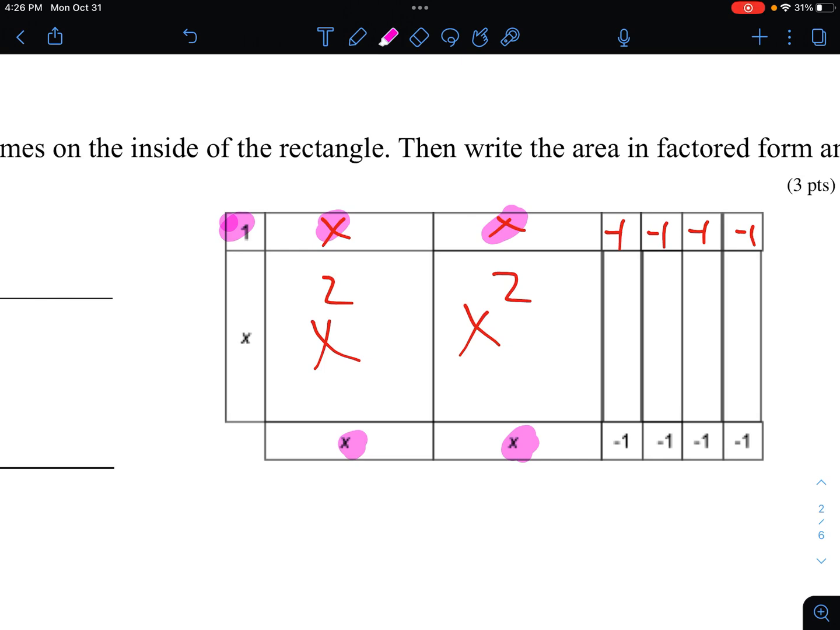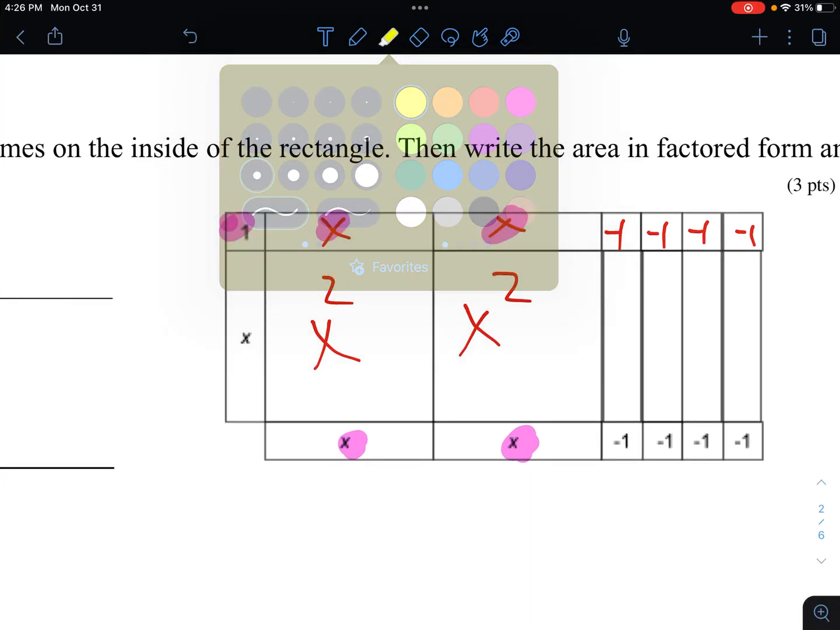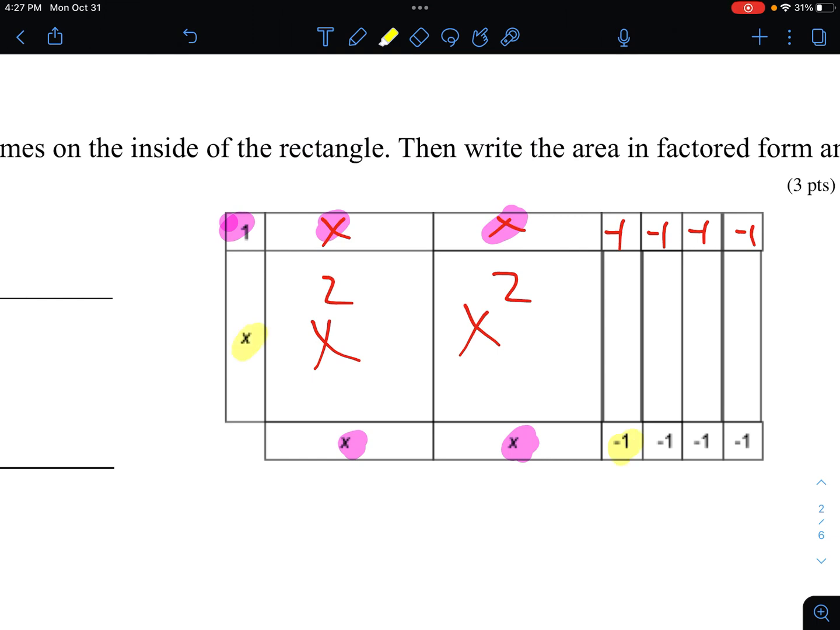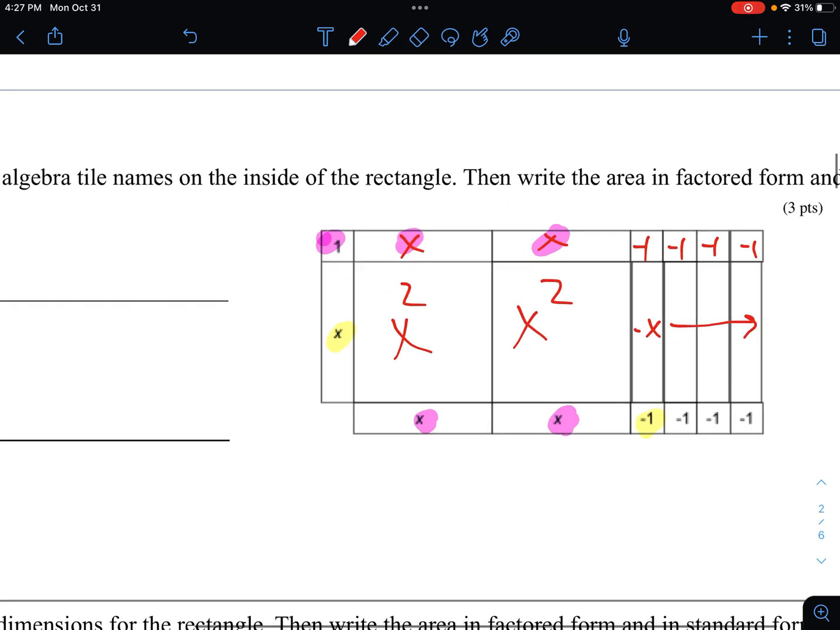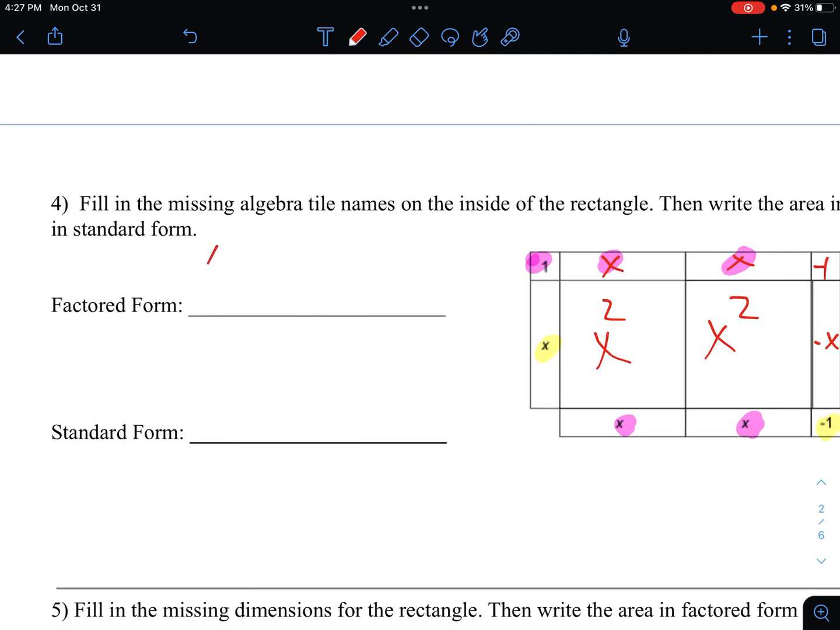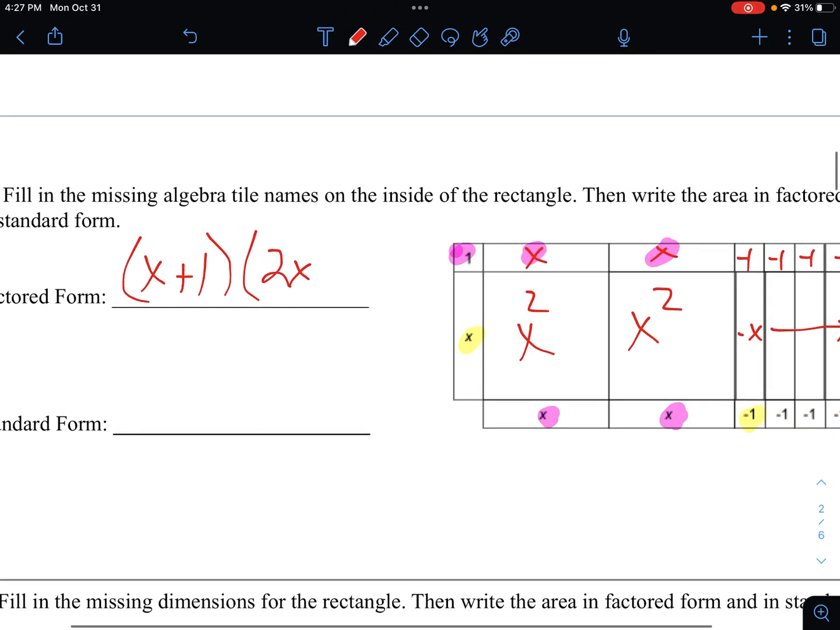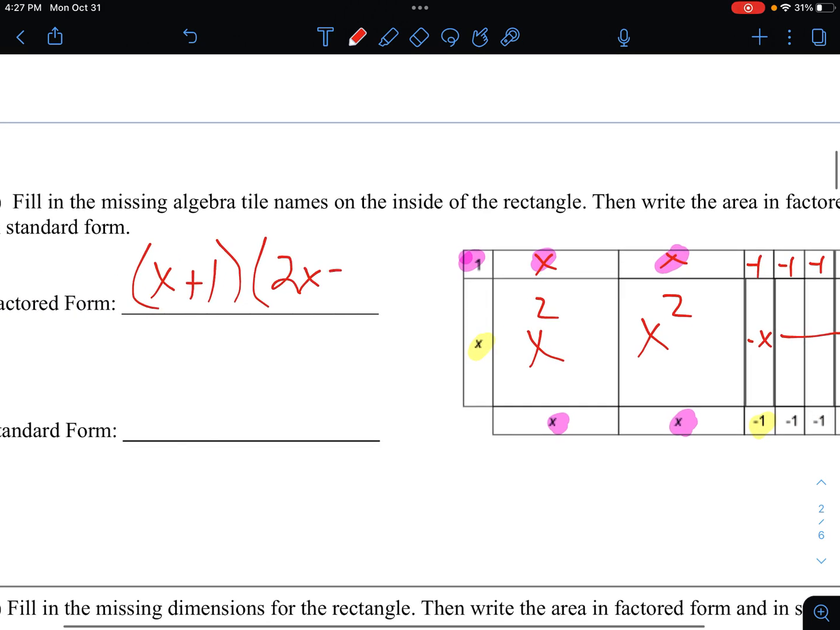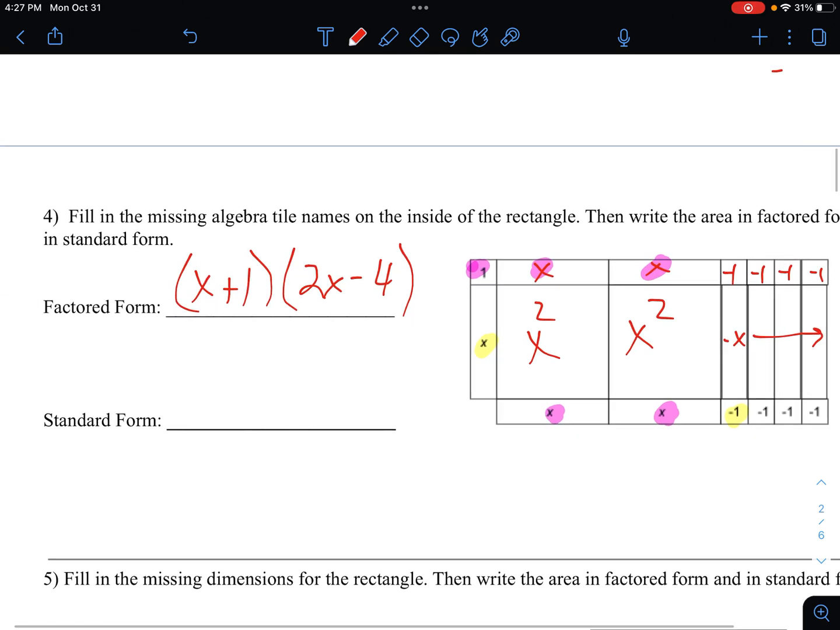And then over here, use a different color here. We're doing -1 times x, which is negative x, right? And they'll span out over there, right? Now, factor form is the stuff that we're multiplying, right? So factor form is going to be this x plus 1, 2x, minus 4. Right? And then standard form is everything.